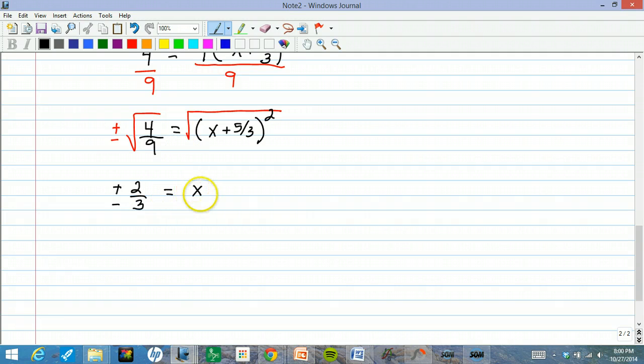And on the right, we just have x plus 5/3. So final step here is to minus 5/3 on each side.